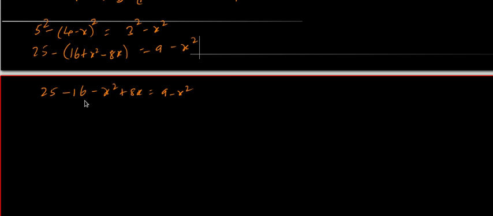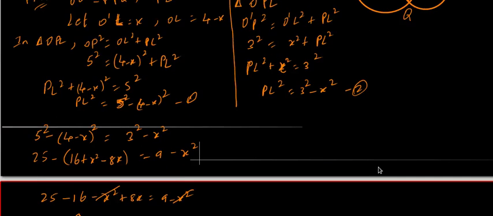So 25 minus 16 becomes 9. So 9 plus 8x. Here this minus x square, this minus x square, same sign on the opposite side will cancel. So 9 plus 8x is equal to 9. That means 8x equals 9 minus 9. So 8x is equal to 0. That means x is equal to 0. We are getting x is equal to 0.